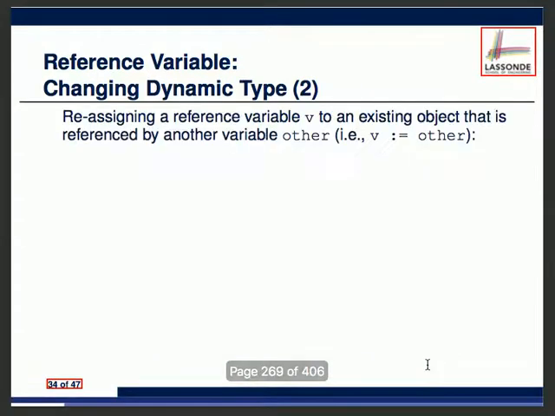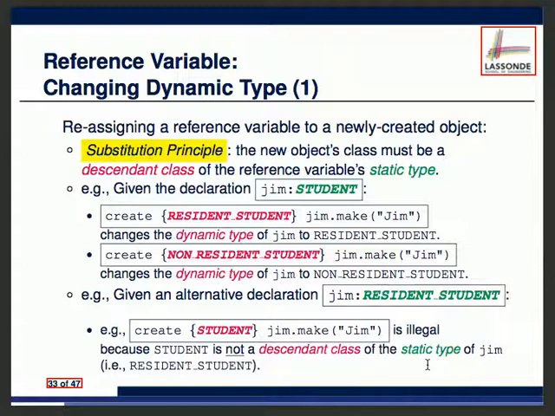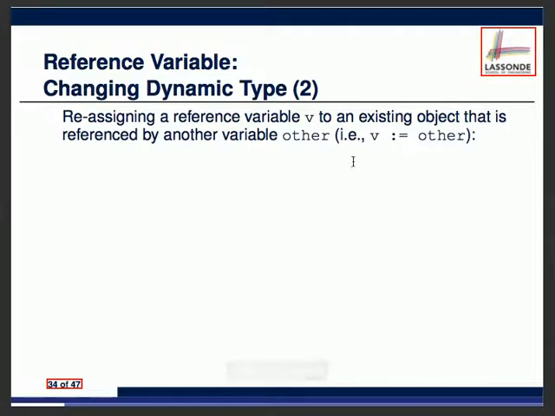So what we just talked about is the first way of changing the dynamic type. That one's easy because you have the explicit brackets to check. But the second way is a little bit indirect. The second way is variable assignment, when you say variable v is assigned to other. If I say v is assigned to other, how is v's dynamic type going to change? It's simply going to change to the dynamic type of other.